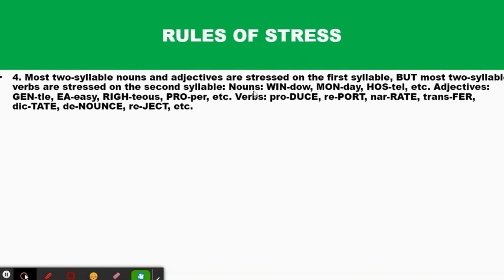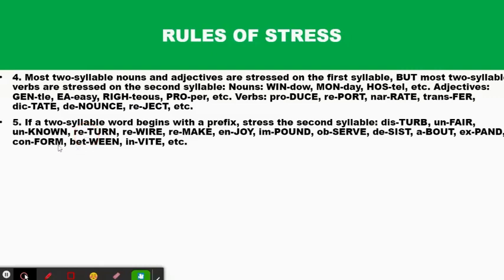So here, when you look at nouns: window, Monday, hostel, etc. Adjectives: gentle, easy, righteous, proper, etc. Then verbs: produce, report, narrate, transfer, dictate, denounce, reject. So you see, in most two-syllable verbs, stress is on the second syllable.